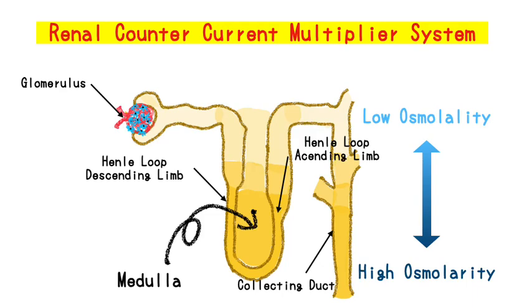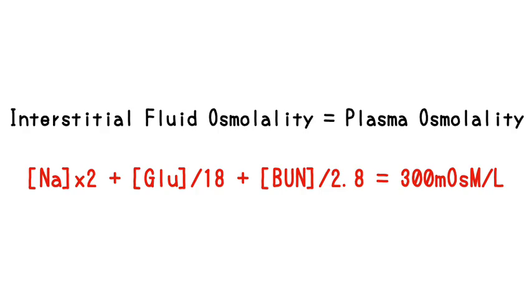Counter-current multiplier system. We will explain the counter-current multiplier system of the loop of Henle, which creates high osmotic pressure in the renal medulla. In most parts of the body, the interstitial fluid osmolality is approximately 300 milliosmoles. This is approximately the same as the osmotic pressure of plasma in blood vessels. Osmolality is determined by the concentration of sodium, glucose, and urea nitrogen.